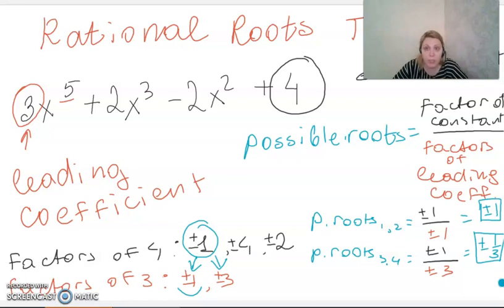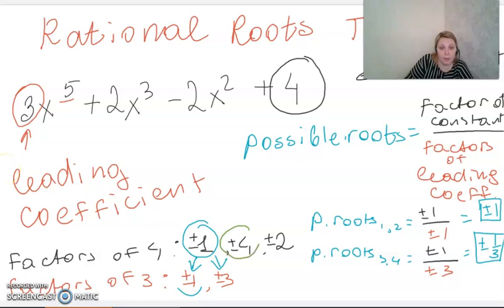Okay, well, I took care of this factor, right? And what I'm doing really is I'm taking every single factor of the constant and dividing it by every single number of the leading coefficient. So I will have to do this whole procedure 2 more times for my numbers plus minus 4 and plus minus 2.